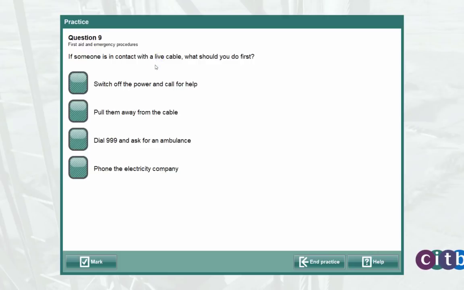If someone is in contact with a live cable, what should you do first? Switch off the power and call for help. Pull them away from the cable. Dial 999 and ask for an ambulance. Phone the electricity company.